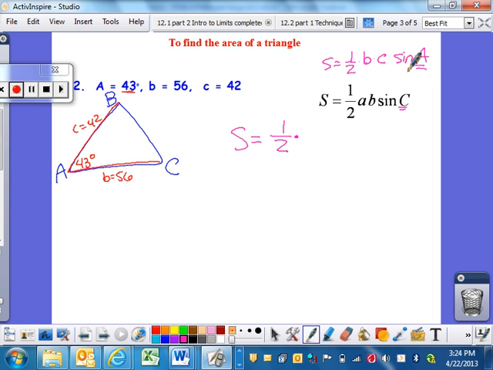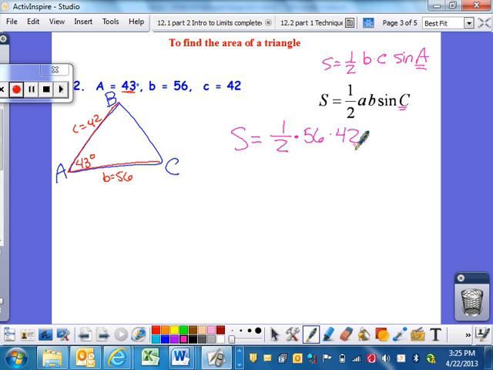It doesn't matter, these are interchangeable, just use the one with the angle that's given to you. So in this case it's angle A, B, and C are the other 2, so I'm going to plug it in. Oh, I lied. 42 is angle C, so I probably should do this in the correct order here. So B would be, what is B? 56 times C is 42.